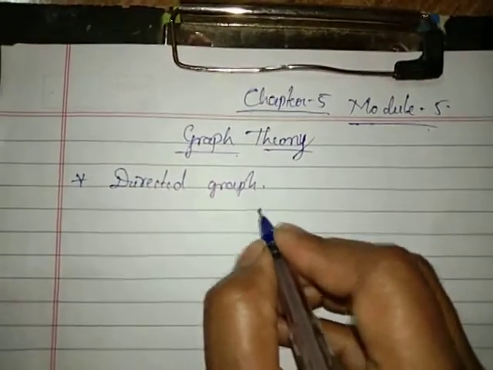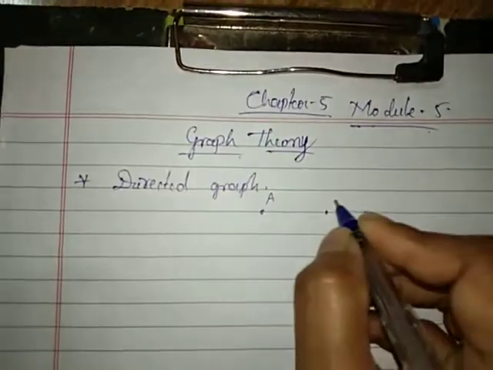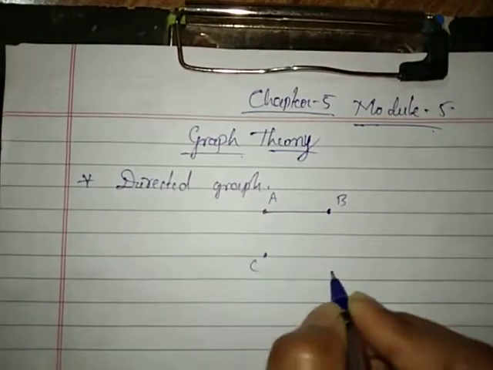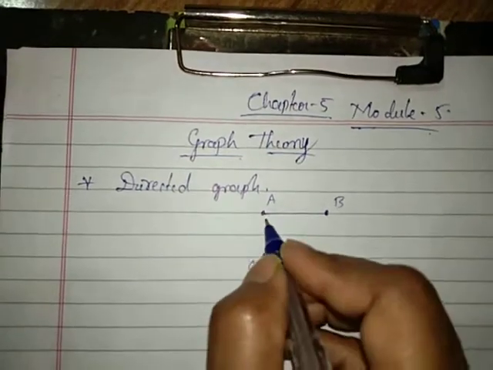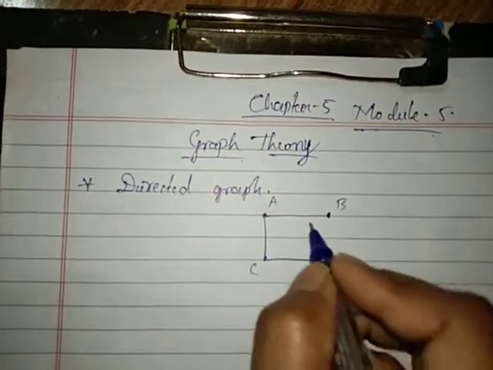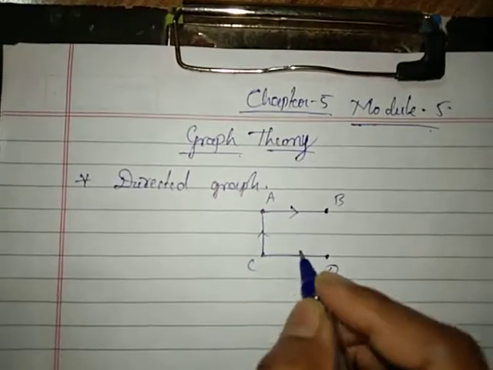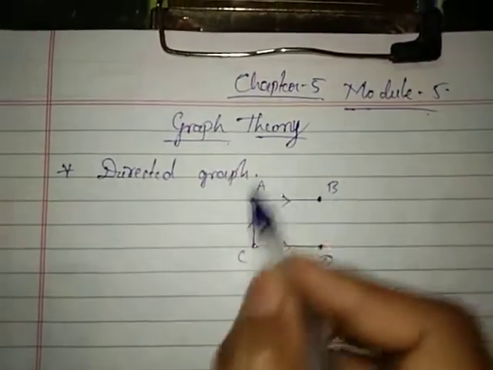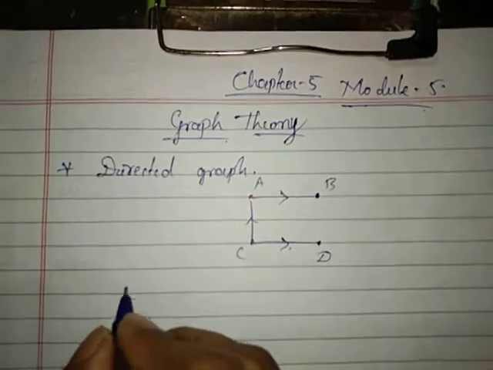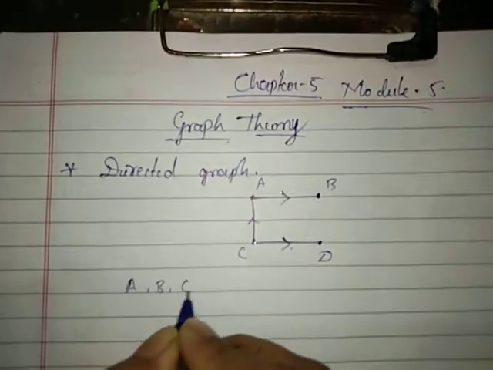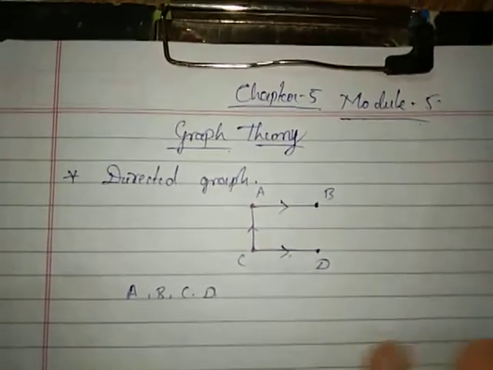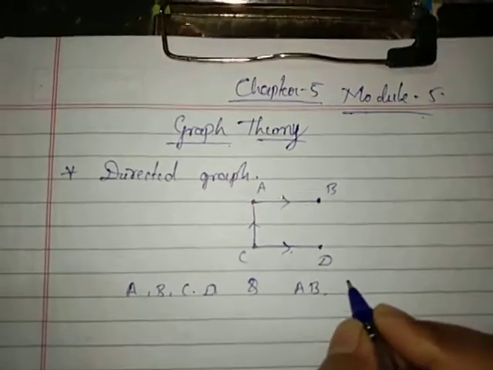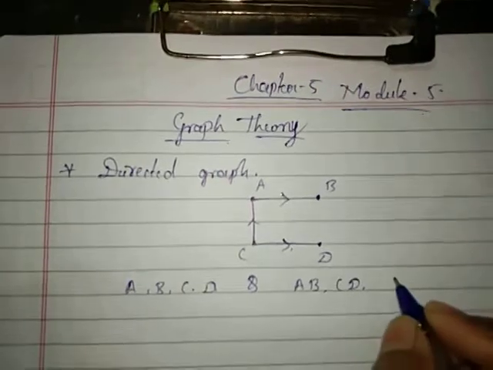Here I am considering a graph with vertices A, B, C, D. Consider the diagram. In this diagram there are four vertices A, B, C, D and three edges: AB, CD, CA.